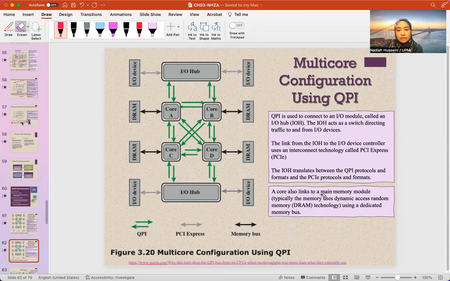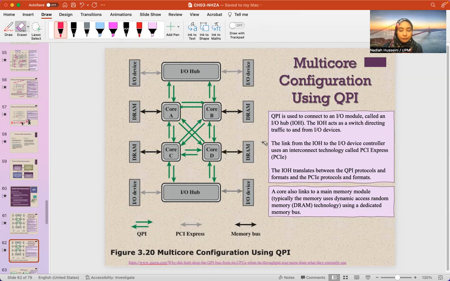A core also links to a main memory module. Typically, the memory uses dynamic random access memory technology using a dedicated memory bus. So the core is also linked to the main memory module. This is bidirectional, right? So you have that exchange of data going on. And this is the dynamic random access memory.